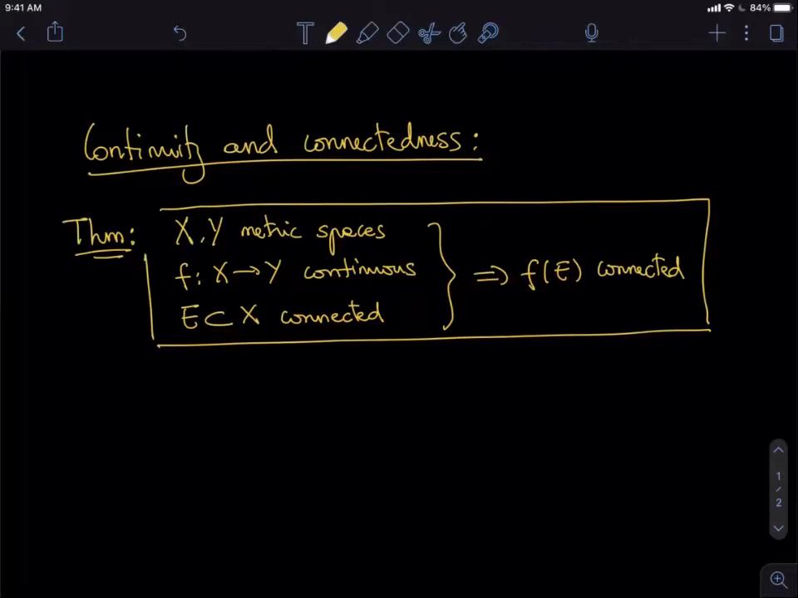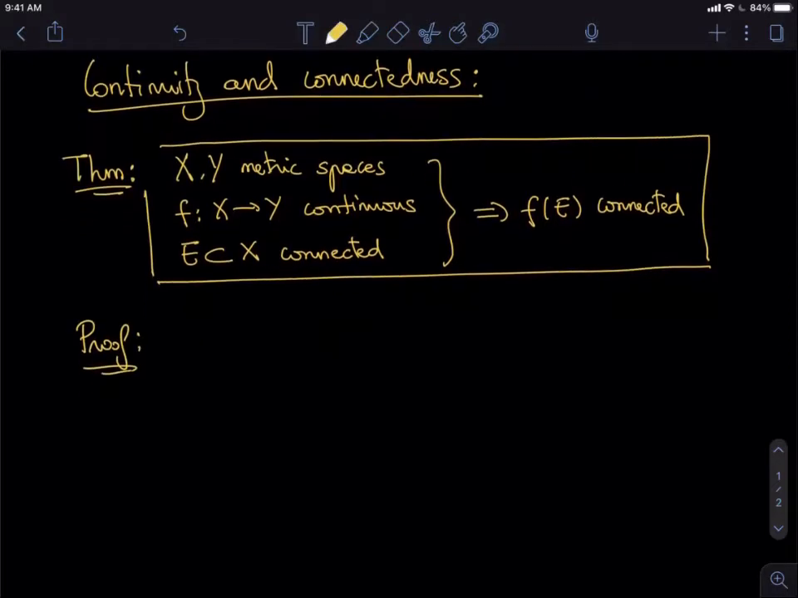So how do we prove that? So what does it mean to be connected? f of E would be disconnected if we can write it as a union of A and B that are two separated sets of Y.